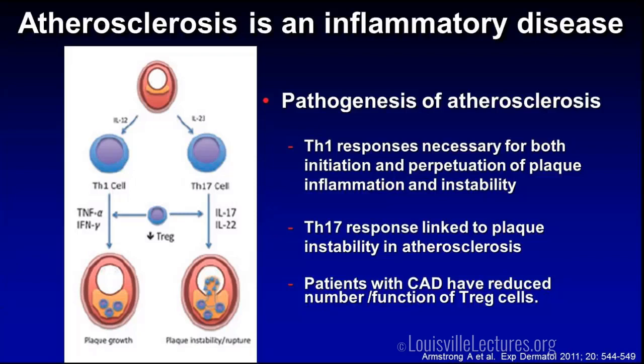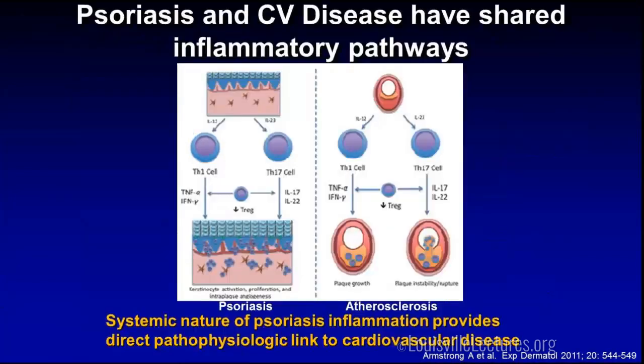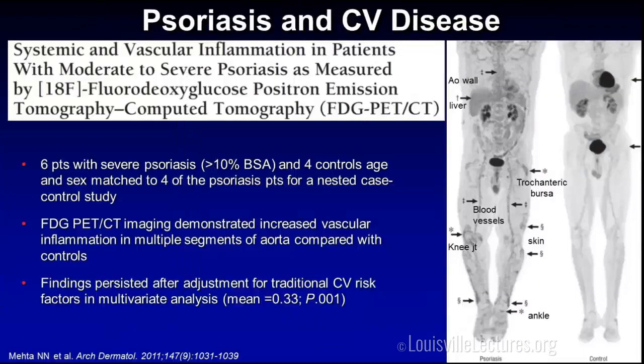But what's really interesting is if we look at the pathophysiology of atherosclerosis and the pathophysiology of psoriasis side by side, they are eerily similar in that many of the key pro-inflammatory cytokines and inflammatory pathways are identical. And these similarities really are what provide that direct pathophysiologic link between psoriasis and cardiovascular disease. And in recent years, we have actually begun to visualize this inflammation in psoriatic patients.